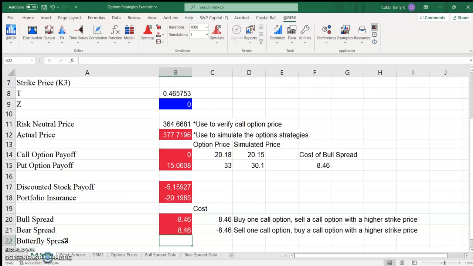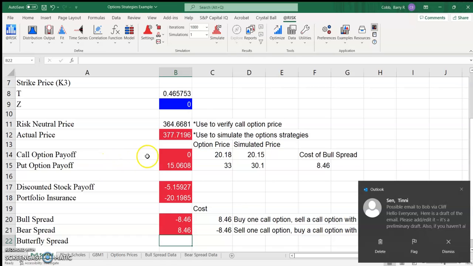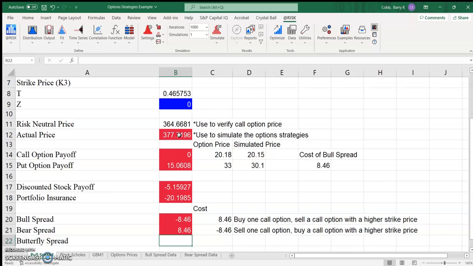The butterfly spread is a way to make a bet that the stock price stays within a certain range. So for instance, if we look at the actual price here that's simulated for this stock SPY, we see that it's projected on average to end somewhere around $380, $378. So we could make a bet using a butterfly spread that the stock price finishes somewhere close to that range. So here's how that would work.